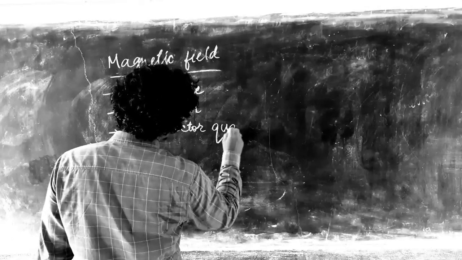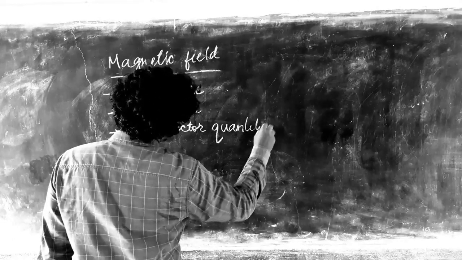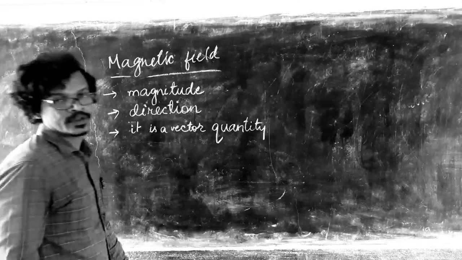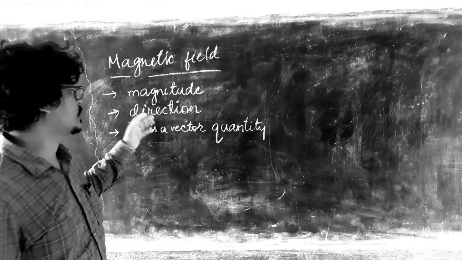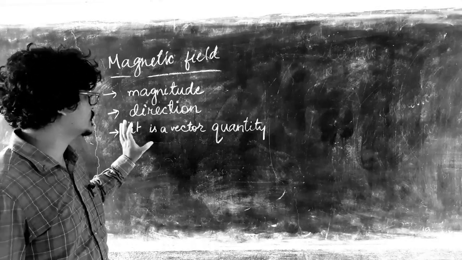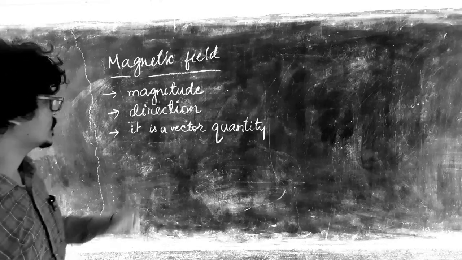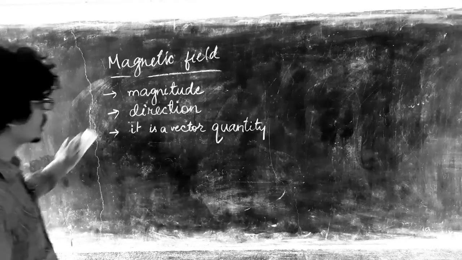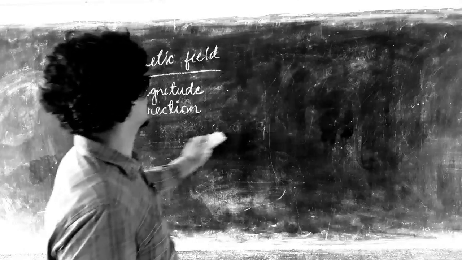We will not talk about the vector property of magnetic field, because we have to deal with magnitude and direction separately. We will not use the concept of vector quantity for class 10. So magnetic field has direction and magnitude.